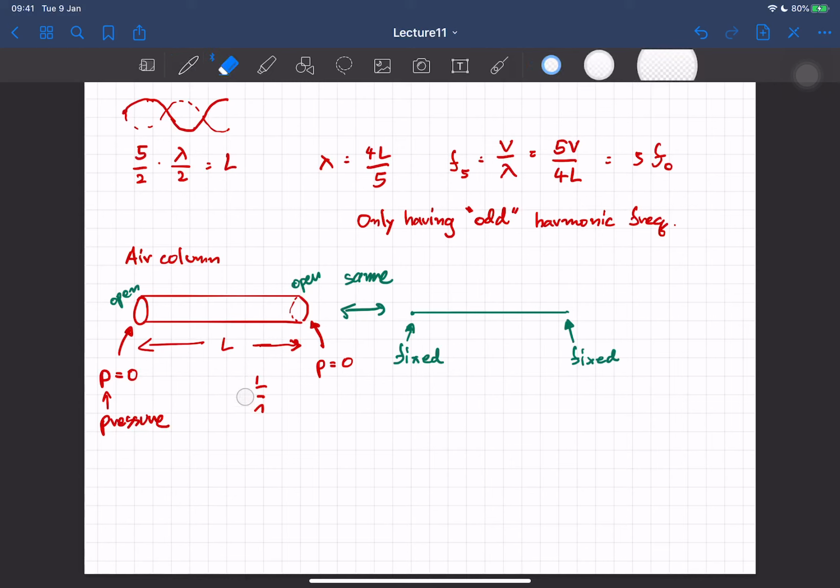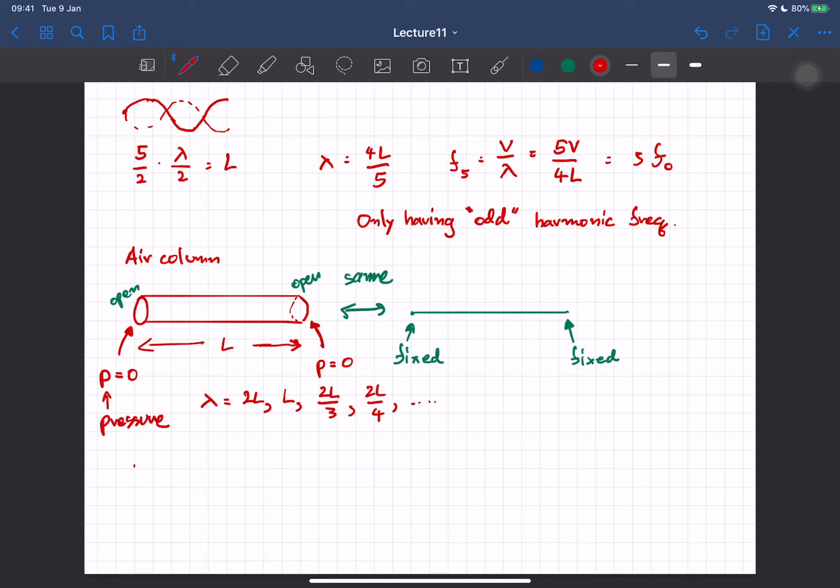Well, I don't want to write it this way. I want to write it in this way. It's easier to see. So it's 2L, 2L, and then L, and then 2L over 3, 2L over 4, so on and so forth. Okay, so similar to what we had earlier.